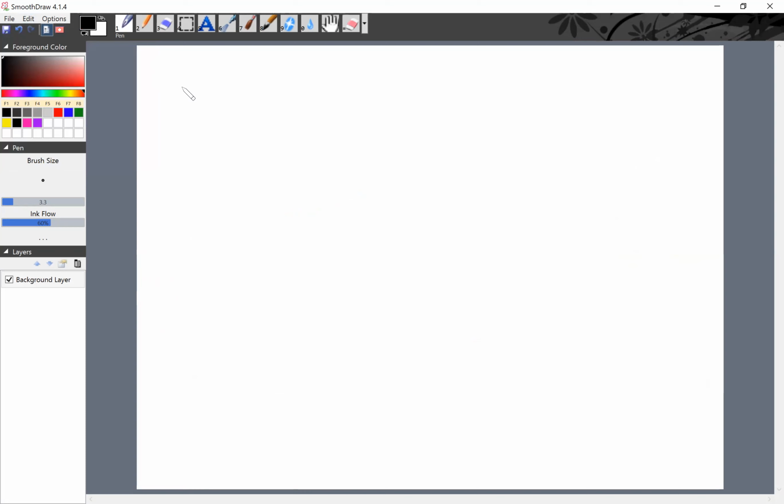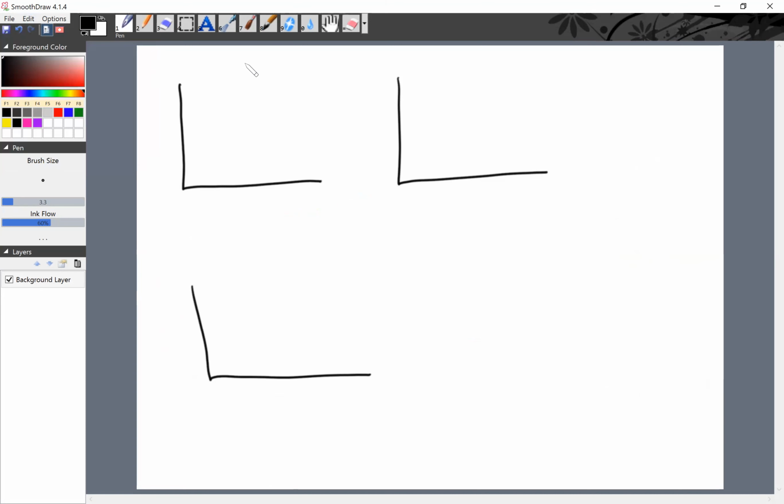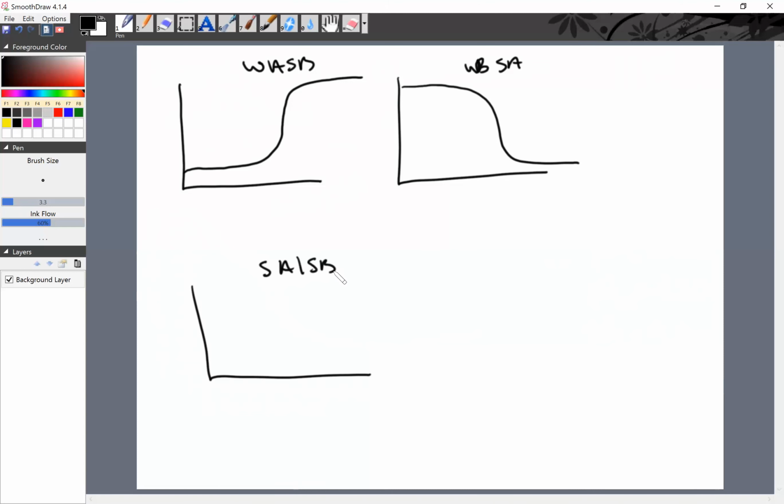All right. Let's talk about those indicators. If this is a weak acid and a strong base, you're going to start somewhere down here and end somewhere up there. If this is a weak base, strong acid, you're going to start up here and end down there. And the one I haven't shown you yet is a strong acid with a strong base, and it's a perfect S. There's no buffer.